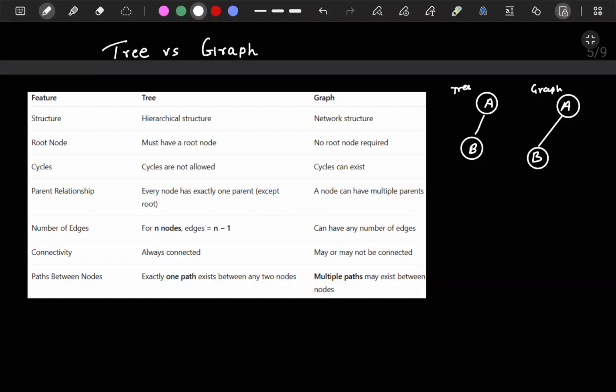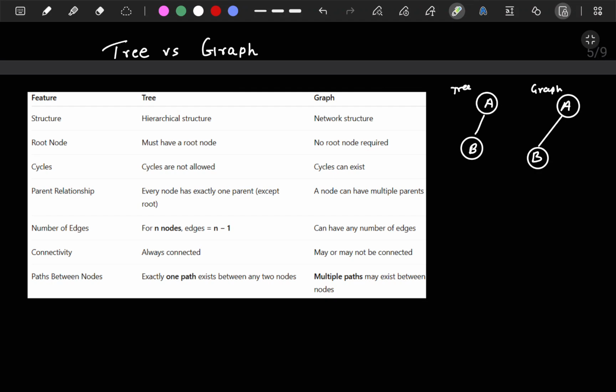Hello everyone. In this lecture we are going to see about graph data structure, and previously we had seen the basics of graph, and a few properties of tree also. So here we will try to understand why we need a graph when we already have a powerful data structure like tree. Before understanding that, let's see the difference between tree and graph so that you can understand properly why we really need a graph.